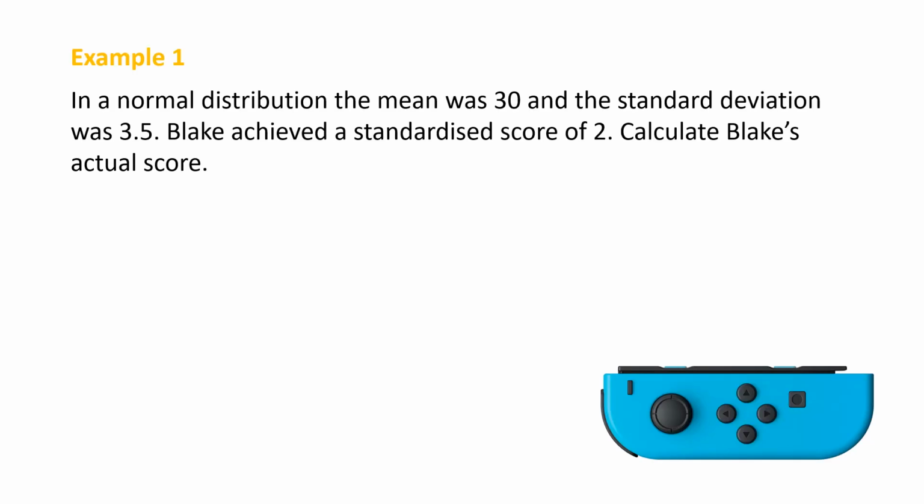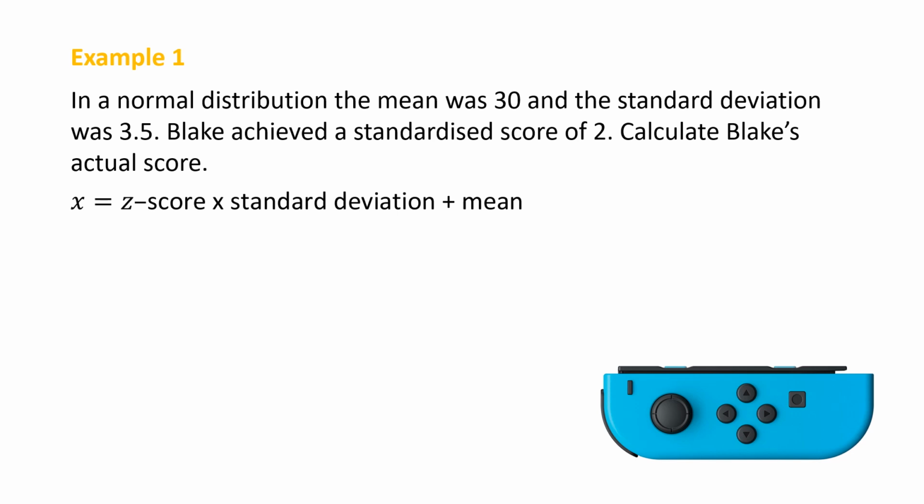So example one, we've got a normal distribution where we've got a mean of 30 and a standard deviation of 3.5. Blake has a standardized score of 2 and we want to calculate Blake's actual score. So that standardized score of 2, that's his z-score. So we want to work out his actual score.